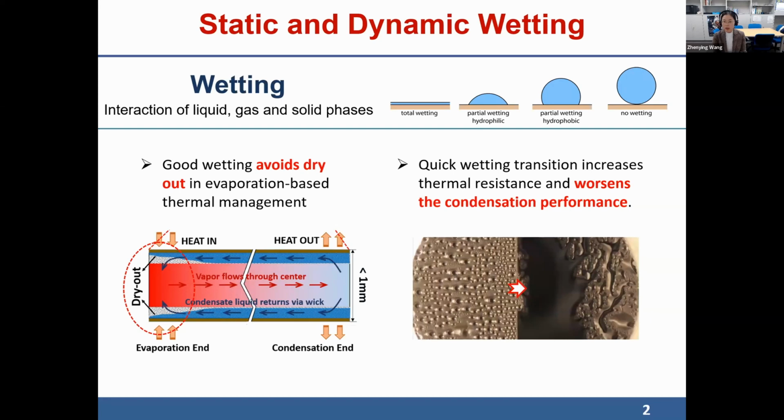For example, when we talk about evaporation-based thermal management, we usually would like a good wetting, because a good wetting would avoid dry out, especially in the evaporation end, or for example, in a heat pipe system. What's different when it comes to condensation is that usually we do not want a good wetting, because a quick wetting transition would increase the thermal resistance, and it will worsen the condensation performance. So that is the importance of wetting, and this is the static wetting.